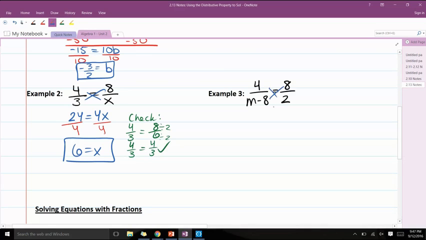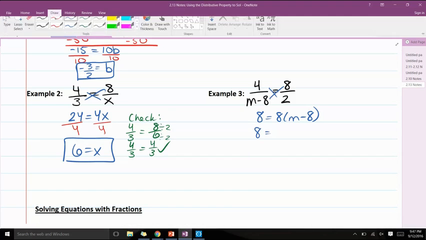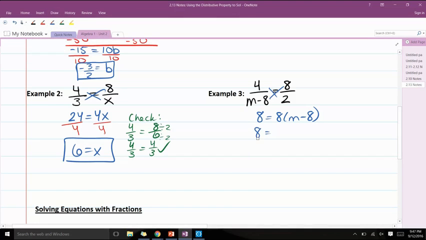So we would cross multiply and get 4 times 2 is 8. 8 times the quantity of m minus 8. So then we're going to, you could distribute, or actually, now come to think of it, I'm going to use that method I talked about in the last video. I'm going to just get rid of that 8 outside. So I'm going to choose to divide each side by 8. You could have distributed and get 1 equals 8 divided by 8 is 1.